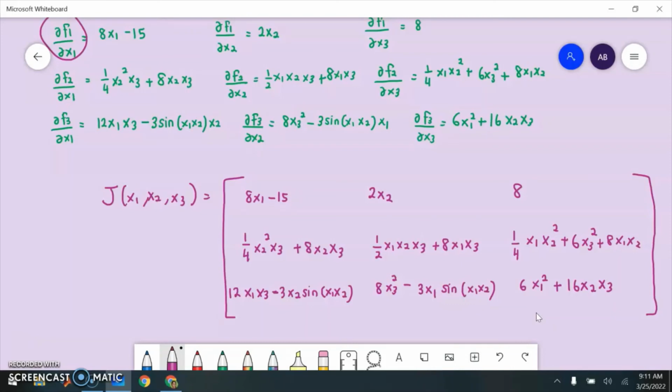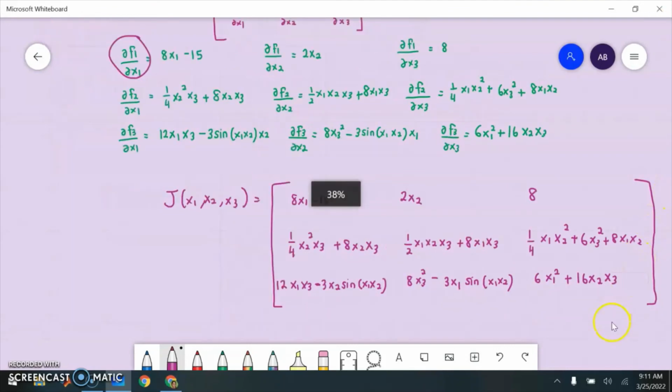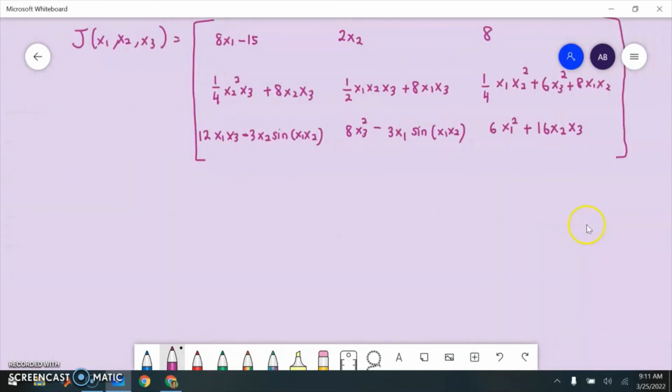That's a very big matrix here. Remember this is very important when we want to solve a system of nonlinear equations. Now sometimes there are also questions. So since I have slightly more time now, I'll show you one last example.